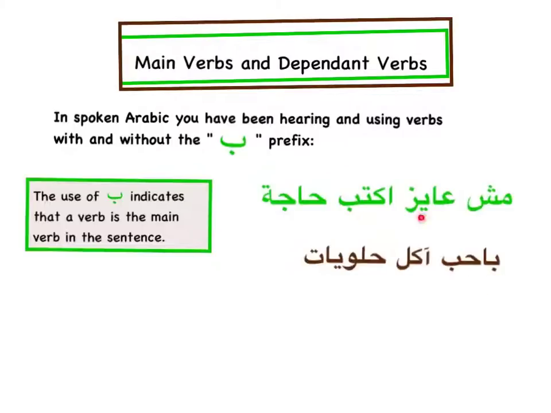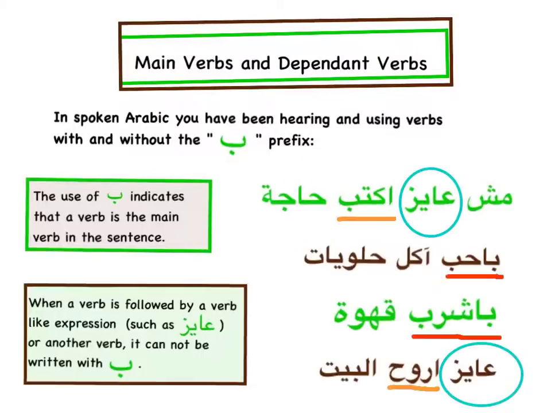Now let's look at مش عايز أكتب حاجة. When a verb is followed by a verb-like expression such as عايز or another verb, it cannot be written with be. So again, مش عايز أكتب حاجة. We have عايز, which is the equivalent of I want, to want. I don't want to write anything. So the verb after عايز does not take be.